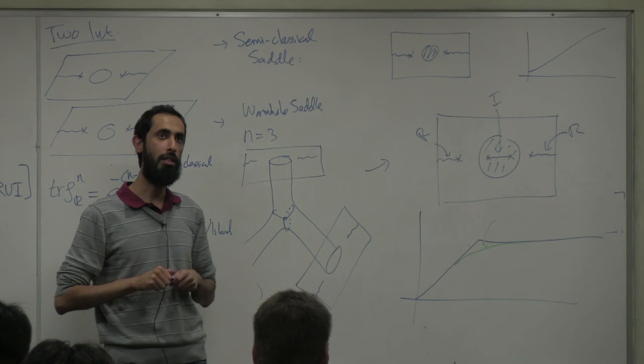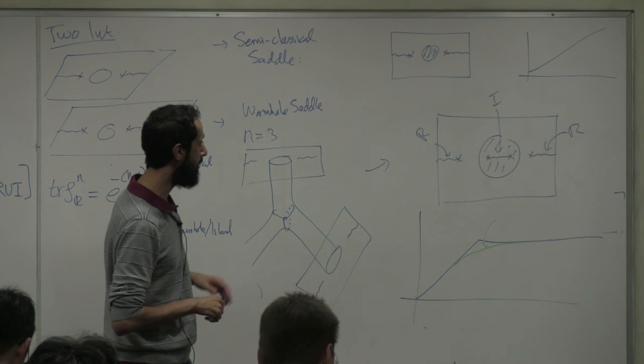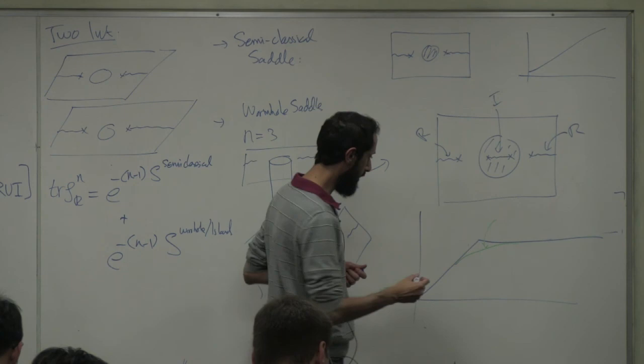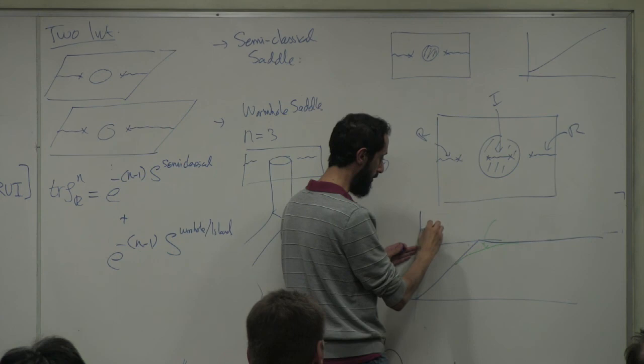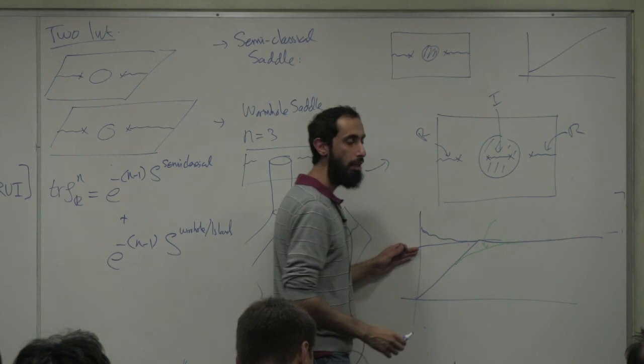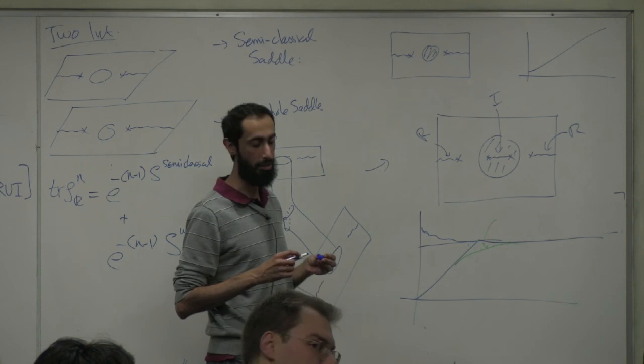For example, this wormhole saddle, let's say the thermodynamic entropy of a black hole is this straight line. The wormhole saddle, for some particular cases, starts out larger than it and then approaches it. I guess at early times, it really doesn't have any interpretation as a thermal entropy. So I guess in general, no.